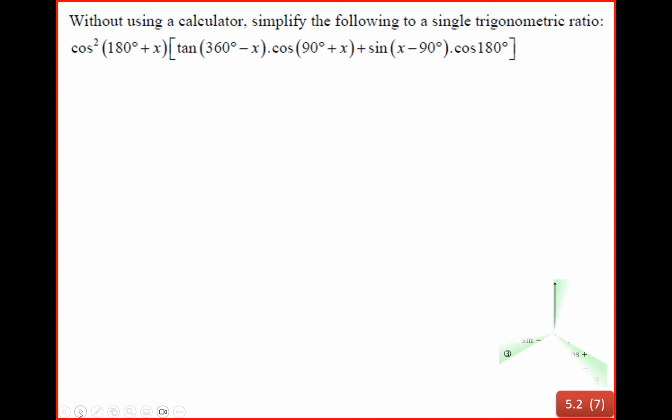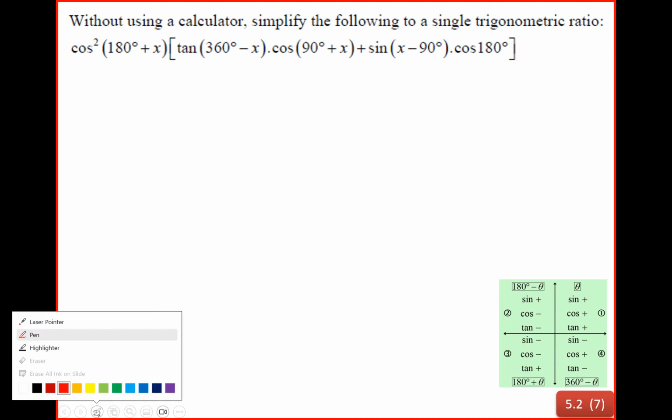What's going to help us in this question is to remember our CAST diagram, and I have it here in green. Quadrant 1 is your angles less than 90. Quadrant 2 runs from 90 to 180. Quadrant 3 is 180 to 270. And quadrant 4 is 270 to 360. And we're ready to go.